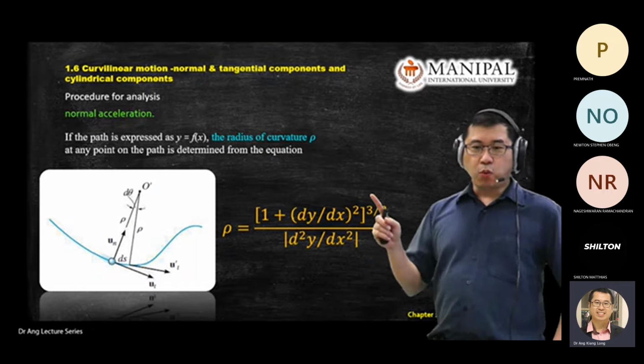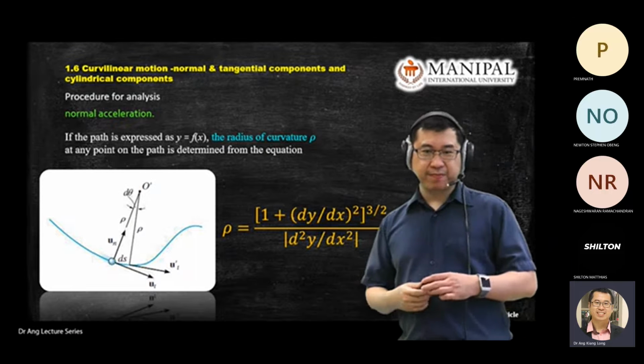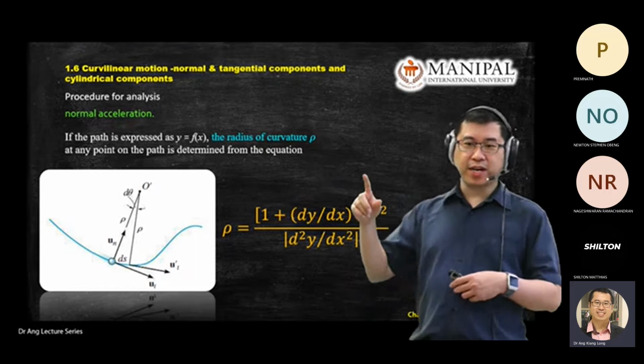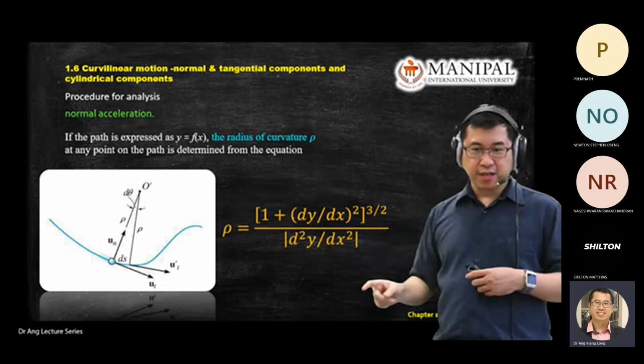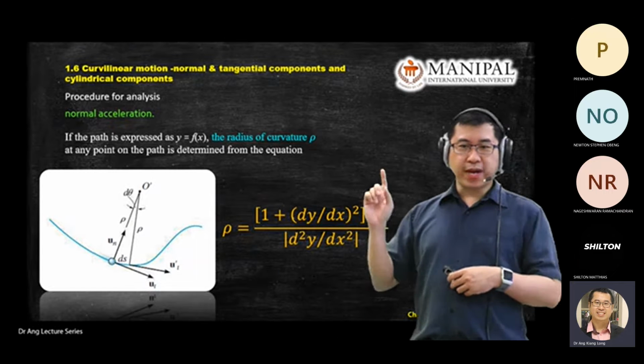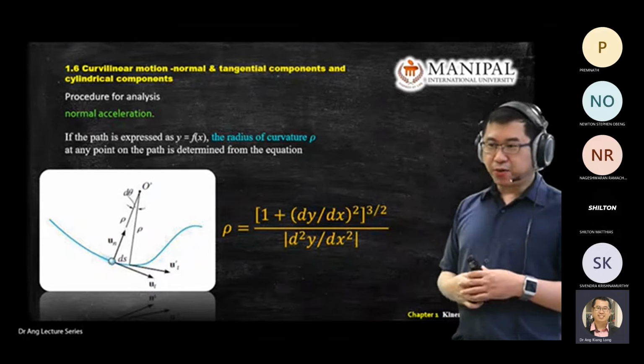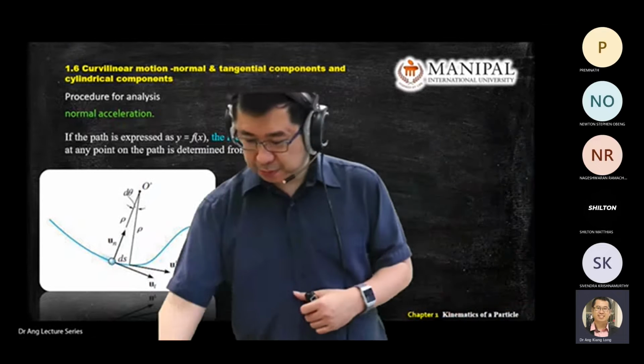Now let's say you have y equal to x squared. You have a quadratic motion. You have a curvature motion, a curvature path. When you have y equal to x squared, dy dx, what do you get? Let me test the class.